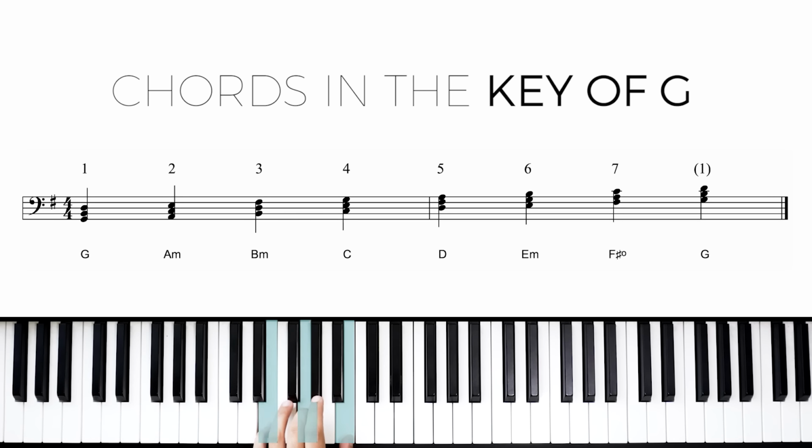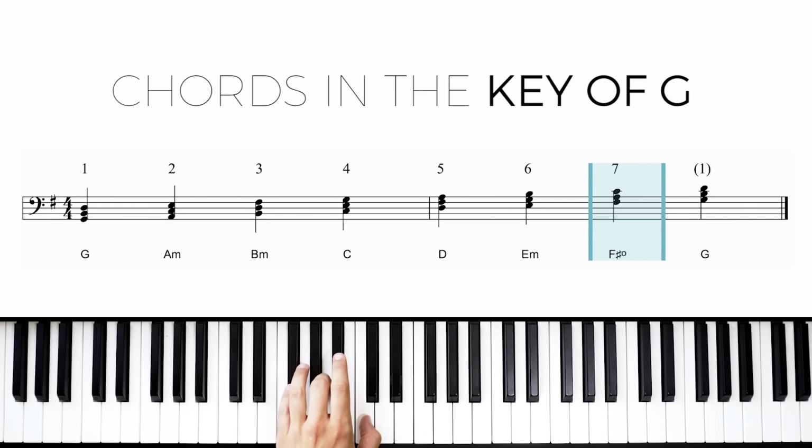Now here's a real tricky one. Our 7th chord, our 7 is F sharp. So our 7 chord actually looks like this.